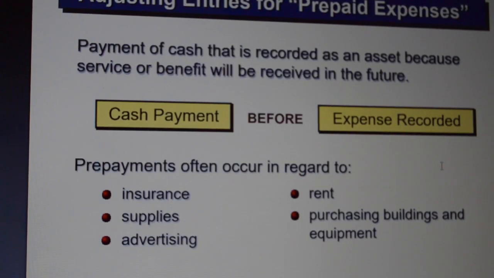Some of the examples of adjusting entries for prepaid expenses are insurance, supplies, rent, advertising, and purchasing buildings and equipment. Now, prepaid expenses are the payment of cash that is recorded as an asset because a service or benefit will be received in future. So cash payment is made before the expense is actually recorded.